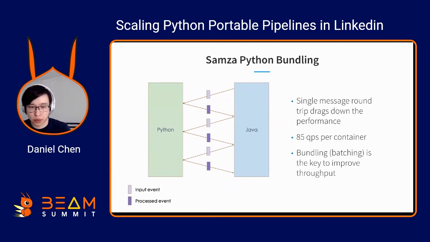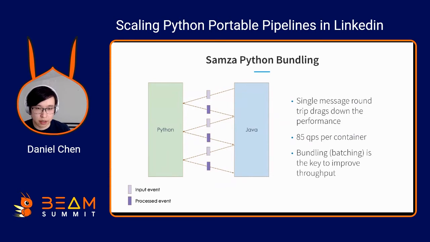At first, we sent every message back and forth between Java and Python via the data channel. This is pretty bad in terms of QPS. We had 85 QPS per container. It really drags down the performance.